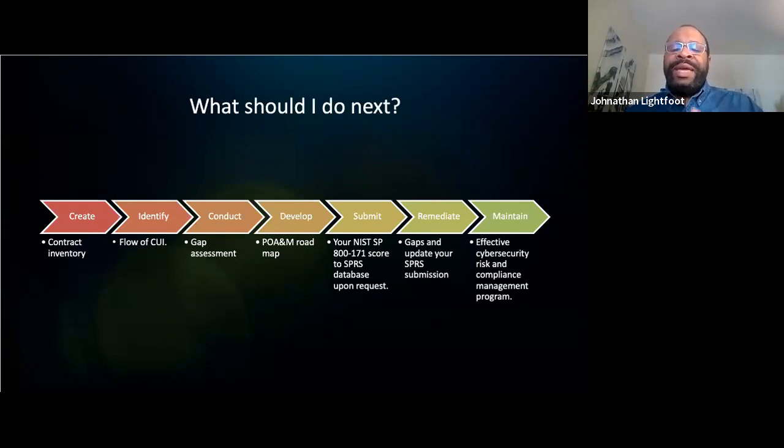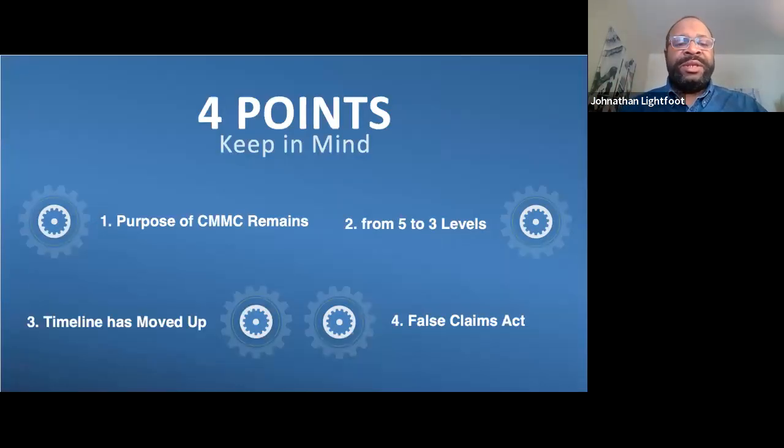And finally, maintain an effective cybersecurity risk and compliance management program. Like I said before in an earlier slide, CMMC is not a one-and-done thing. It's not like, okay, we got our Level 1 or we got our Level 2, we're good, let's move on. No, you're always going to have to keep going back and reviewing it. You should have a date on your policies and procedures, so that every so many years we're going back and reviewing where we are, and making sure that we are staying in alignment. All right, Layla, the next slide.